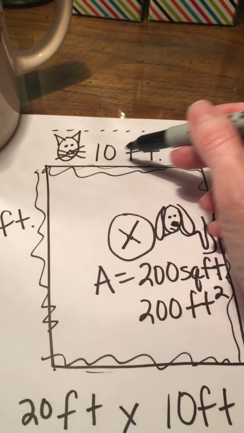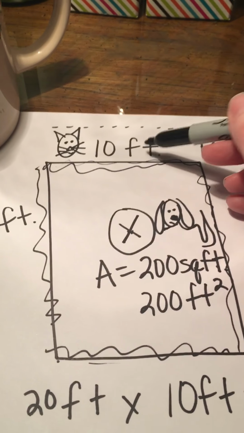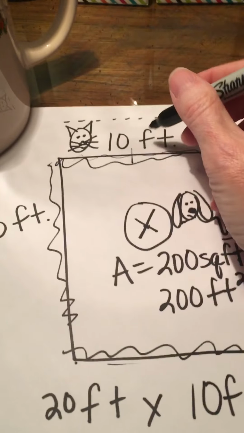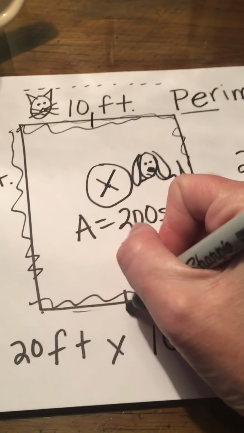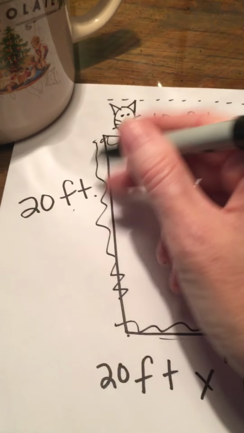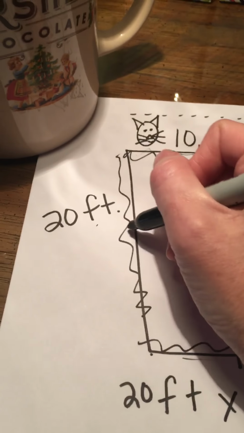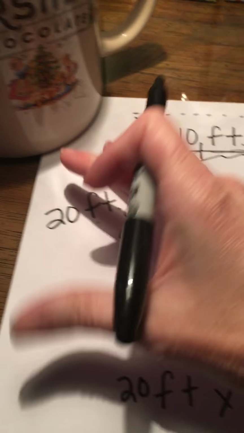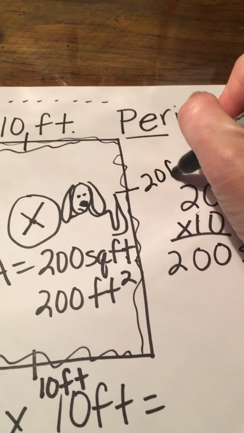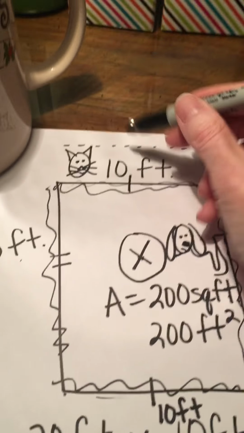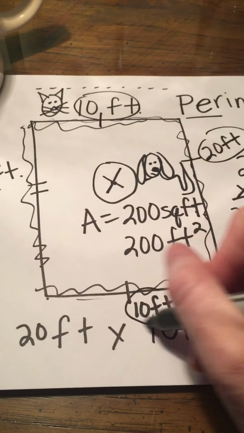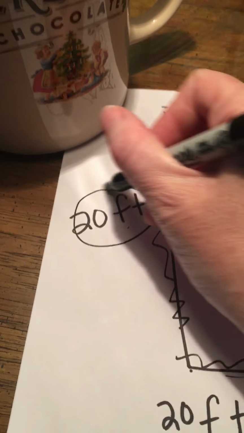So here, I know that this is labeled 10 feet. Well, this is a rectangle. And down here, I know that this side length is going to be equal to this side length. So I'm going to label that 10 feet. Then I'm going to label, this is 20 feet. I know that the other side, directly across, is also 20 feet. So now I can add all of my side lengths in order to find the perimeter.